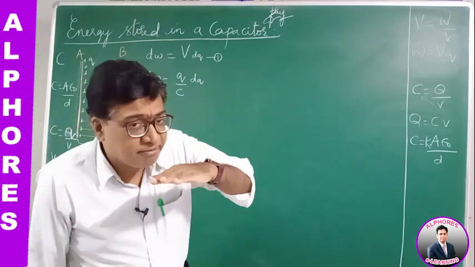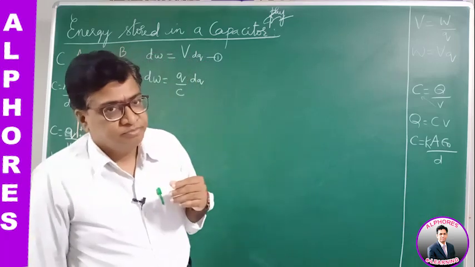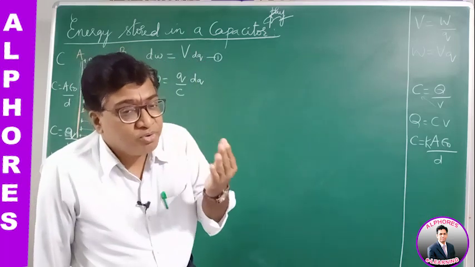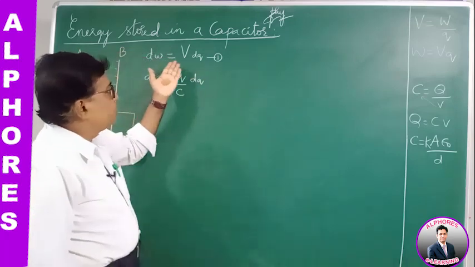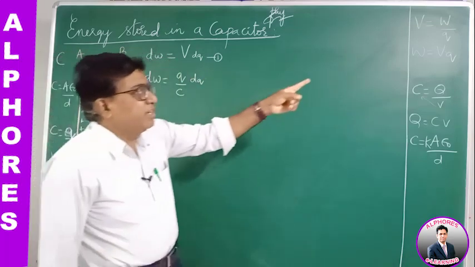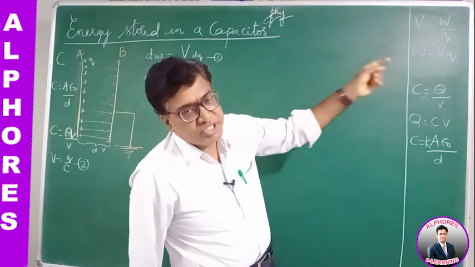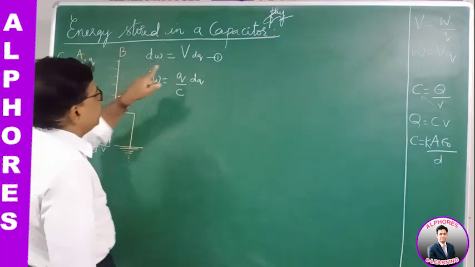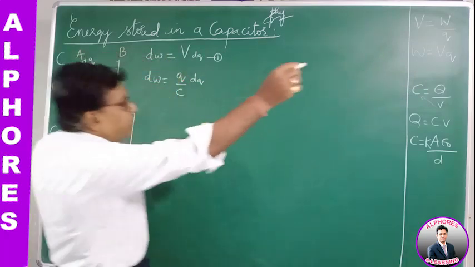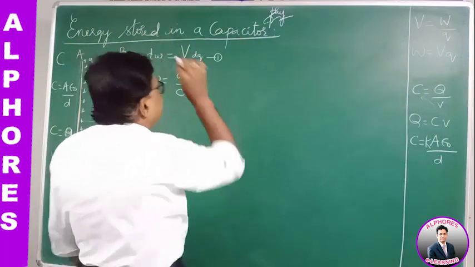Now from this instant, if I have to add some extra charge dq, the small amount of work done in adding the extra charge is dW. So dW is V dq. According to the definition of electric potential, the amount of work done per unit charge, W is Vq. Now the potential of the plate is V. I am bringing a charge dq from infinity and I want to put it over the plate.